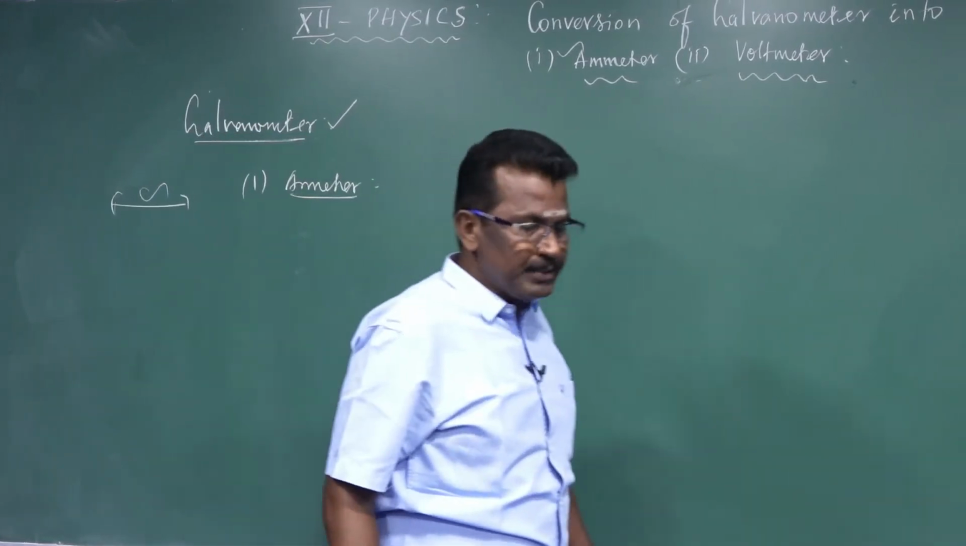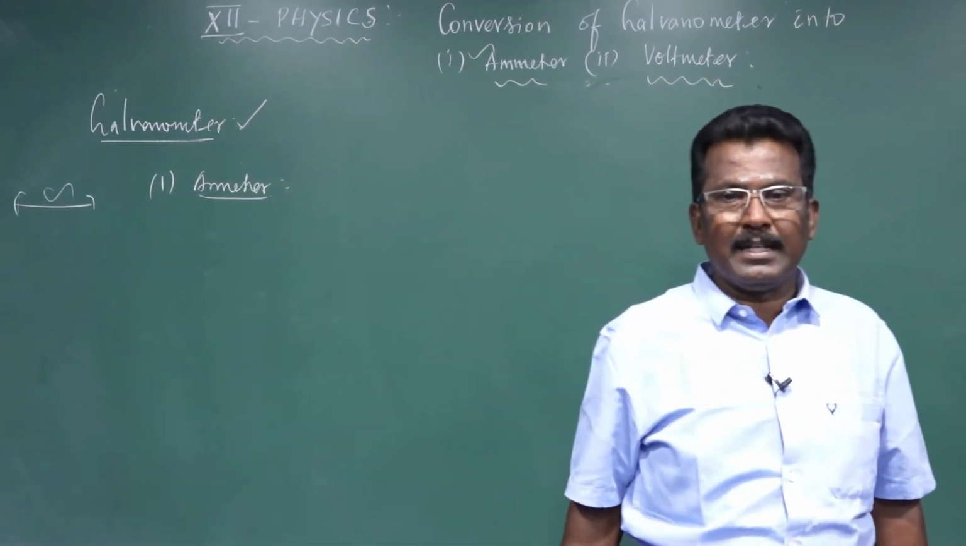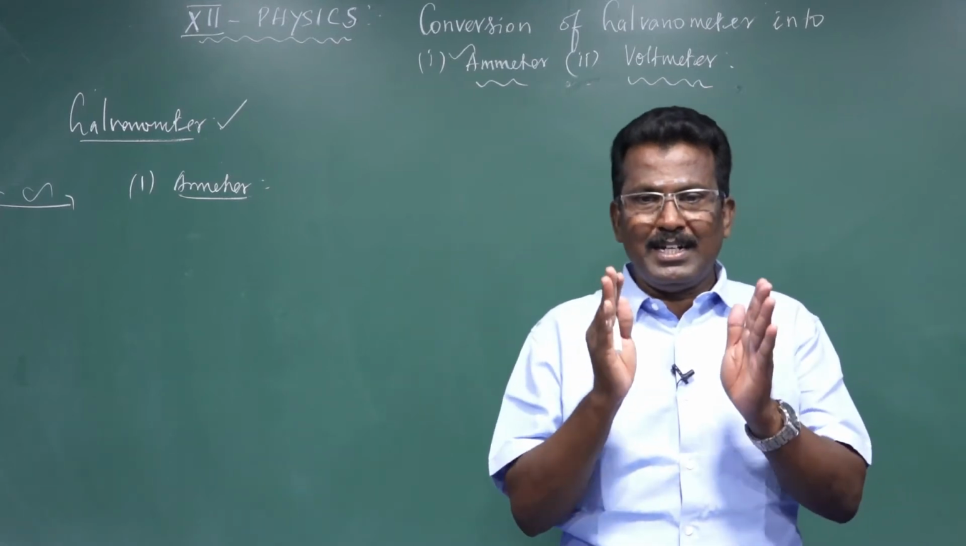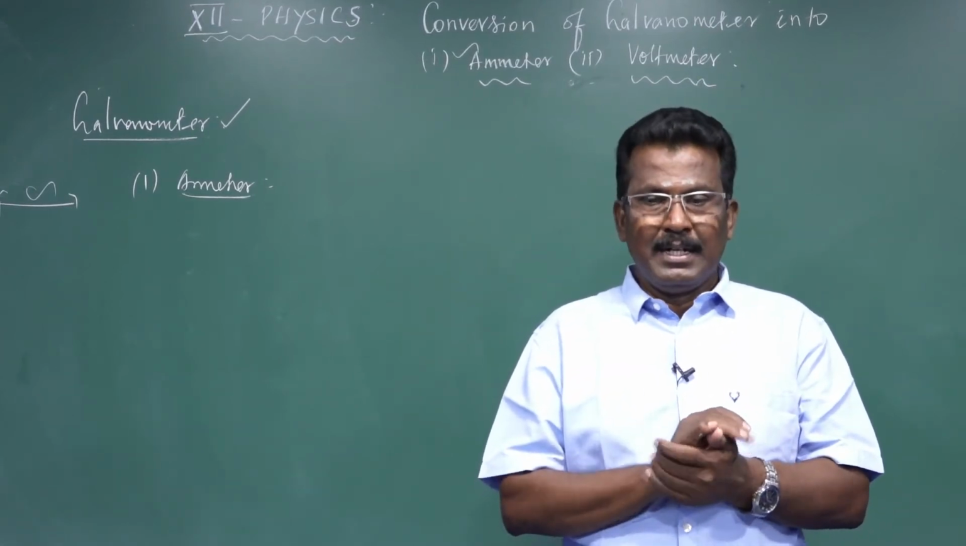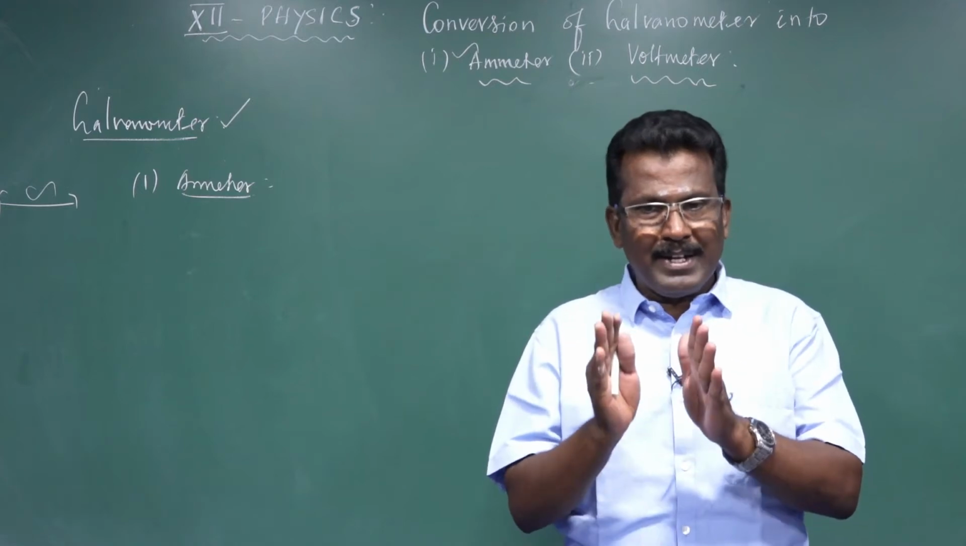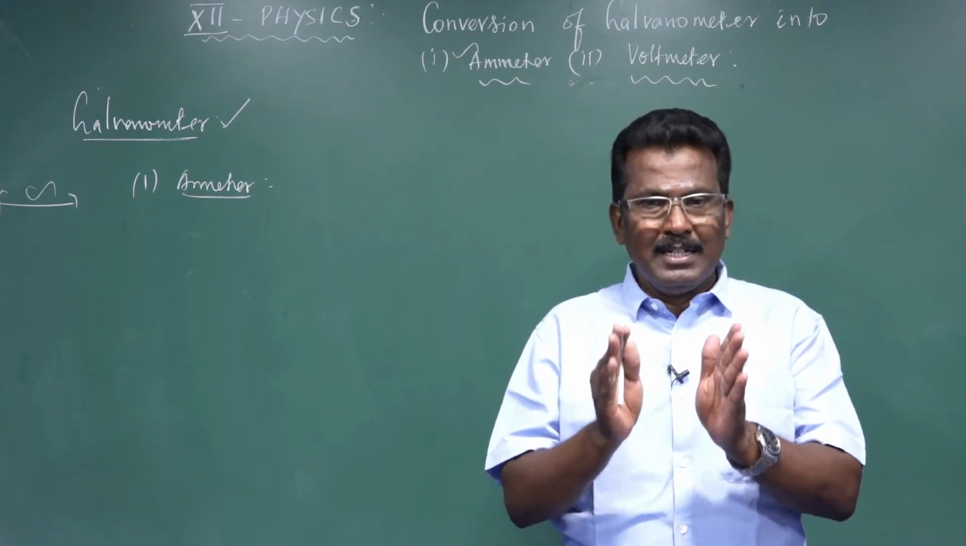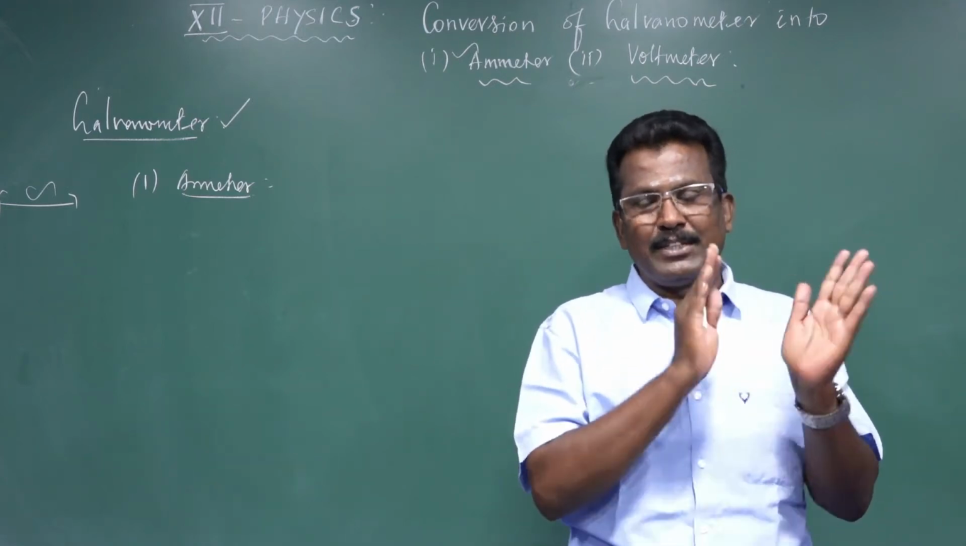An ammeter is an instrument to measure how much current flows through any electrical circuit. How to convert a galvanometer into an ammeter? An ammeter is not a single device, so the ammeter is calibrated from some other things.